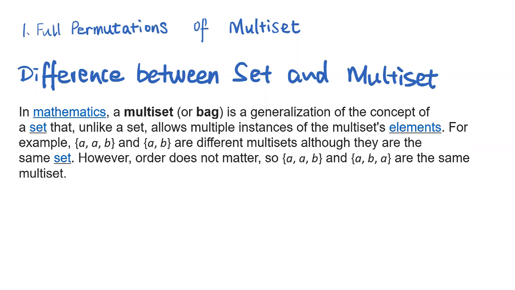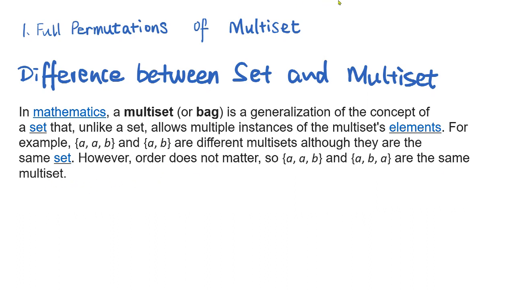All right, the concept of a multiset. In mathematics, a multiset or a bag is a generalization of the concept of a set, which, unlike a set, allows multiple instances of a multiset's elements. For example, AAB and AB are different multisets, although they are the same set. However, order does not matter, so AAB and ABA are the same multiset.